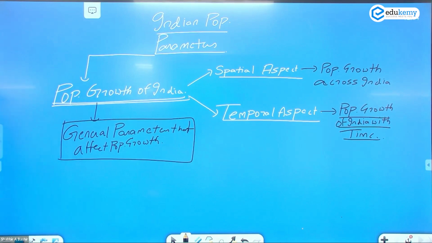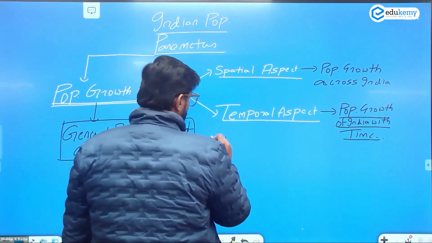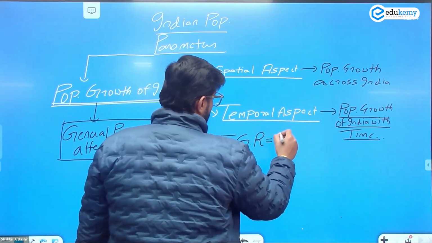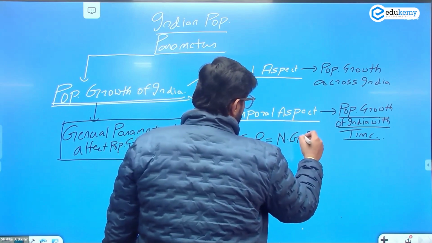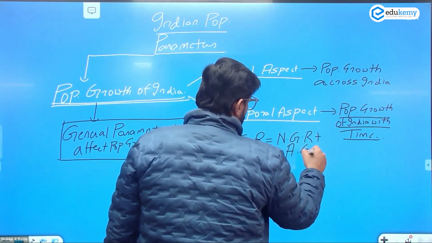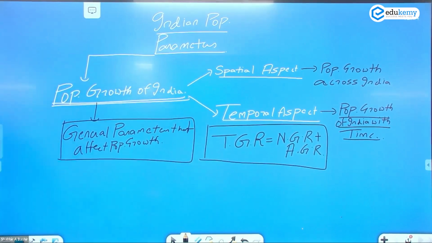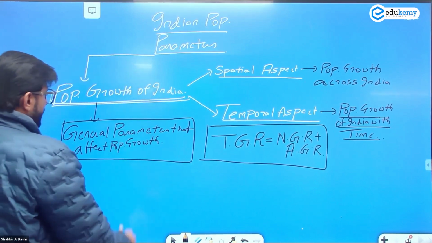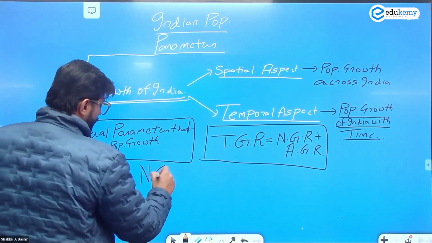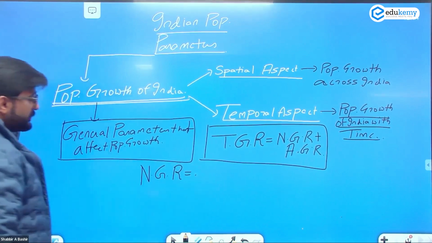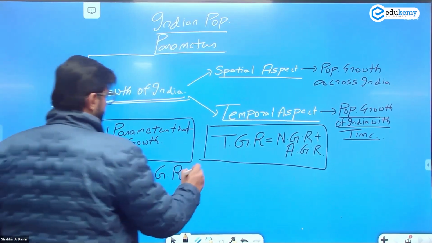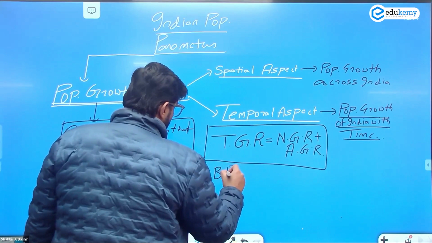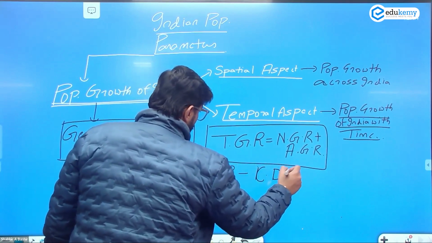So now, guys, when we talk about the population growth, firstly, the total growth rate of a region is the sum total of the natural growth rate and artificial growth rate. This you people know. That when we are talking about the total growth rate of population, it is the sum total of the natural growth rate and the artificial growth rate. Where, guys, when we are talking about natural growth rate, what is actually natural growth rate? Guys, natural growth rate is crude birth rate minus crude death rate.